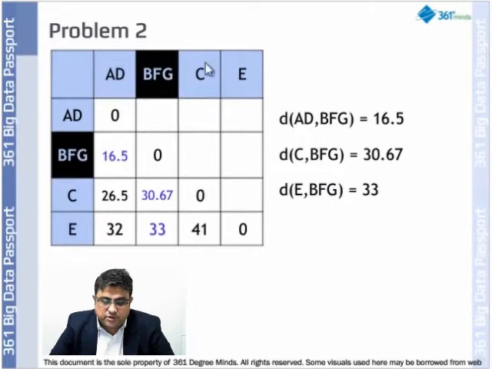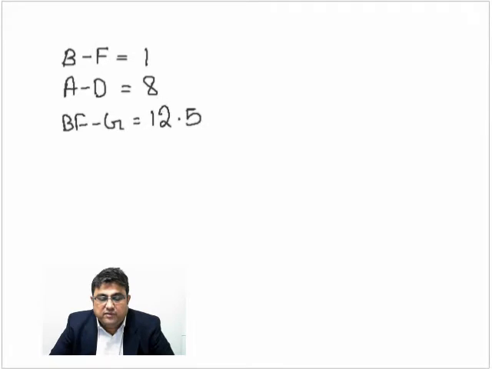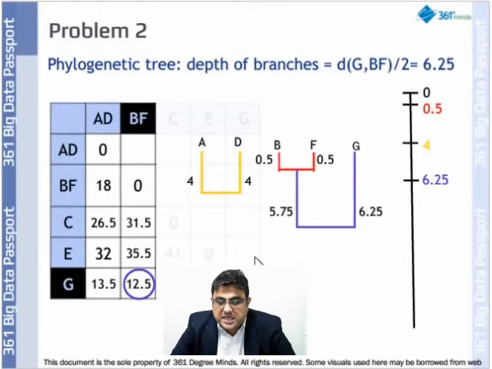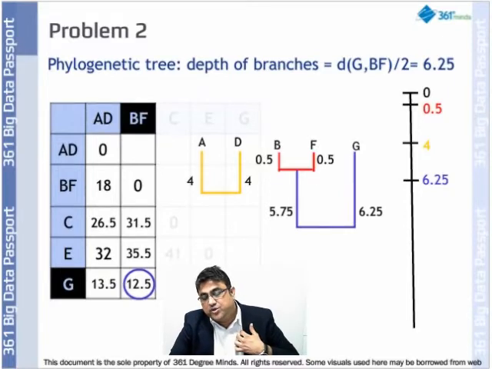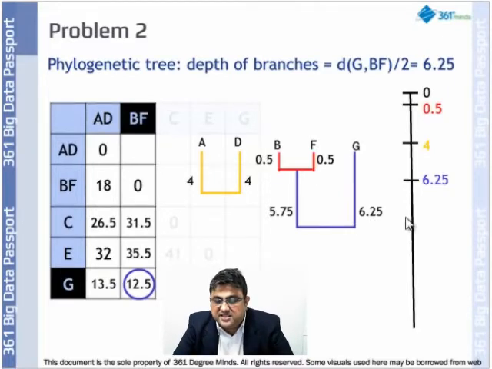Let's look at the computation of the tree. We have BFG as 12.5. So you can see 12.5 divided by 2, 6.25. Hence the G purple is completely 6.25. Whereas the line that comes from BF, it's 5.75 because we already have a 0.5 in red. So the red and the purple is equal to the complete purple. So that's the funda here. So at 0.5 came BF, at 4 is AD, at 6.25 is BFG.